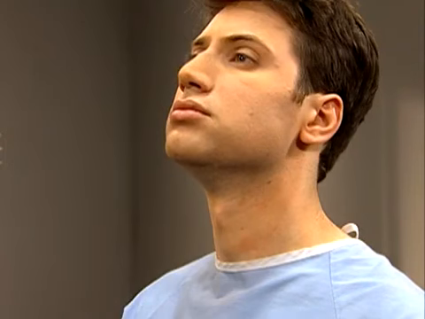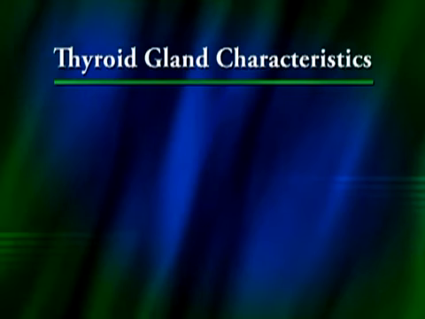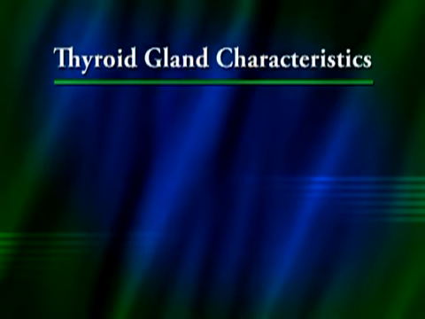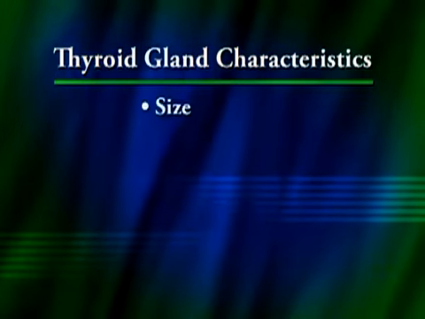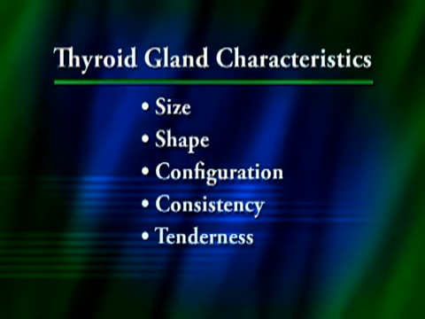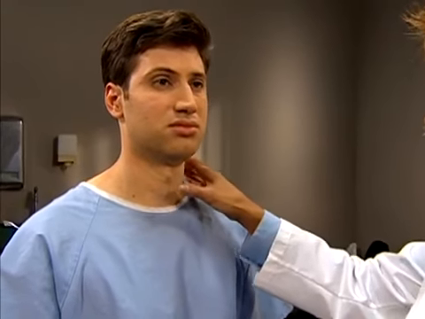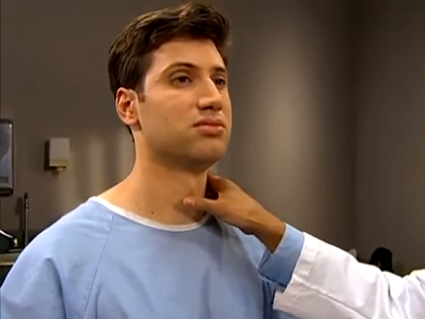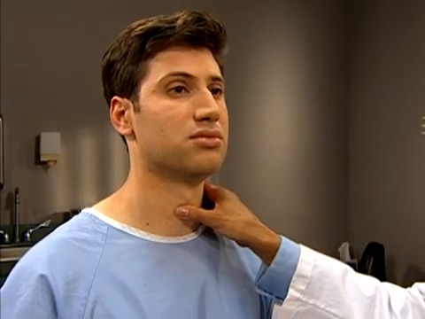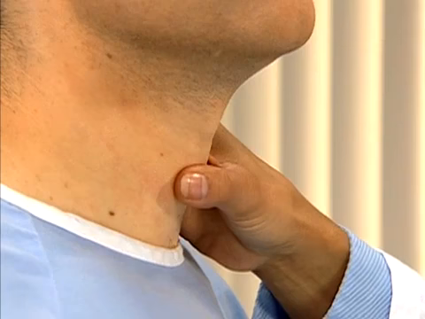The thyroid should not be visible. An enlarged gland may only be visible from the side. Next, palpate the thyroid from the front or behind to assess its size, shape, configuration, consistency, and tenderness, and to detect any nodules. To identify the thyroid isthmus, place your thumb over the trachea about 3 centimeters below the thyroid cartilage. The thyroid isthmus should move under your thumb when the patient swallows.